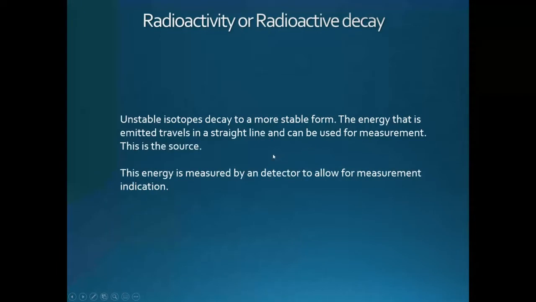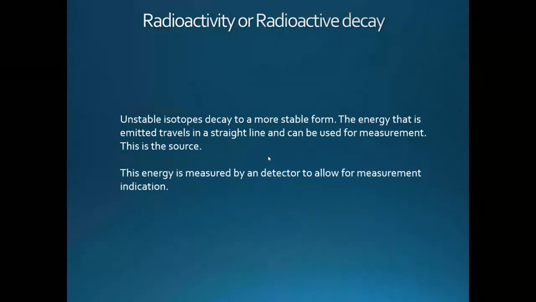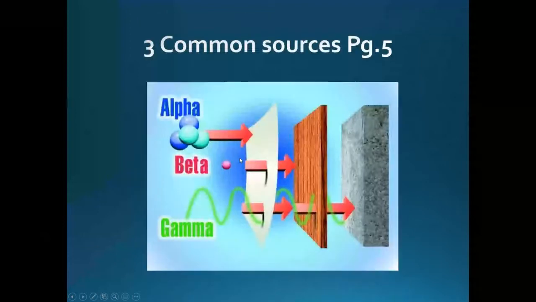Okay, so these unstable isotopes, they decay into a more stable form, and then the energy that is emitted as they decay travels in a straight line, and we use that for measurement. We call it a source. This energy is then measured by a detector that detects the amount of energy that is being received versus the amount of energy that had been sent, and by some physical characteristic of the process that's being measured, some of that nuclear energy is absorbed, and then we get a difference between what is sent and what is received, and that is by and large the general operating procedure for a nuclear device.